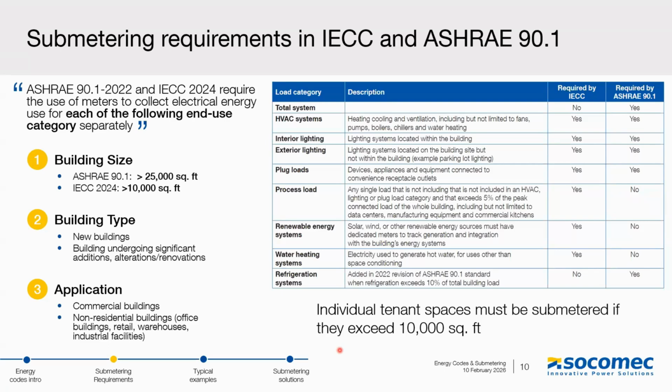As for the application, it's only commercial buildings, so it doesn't include residential. So it's only office buildings. I mean, those are a few examples, but office buildings, retail, warehouses, and industrial facilities as well for the commercial building part. So those are the submetering requirements.